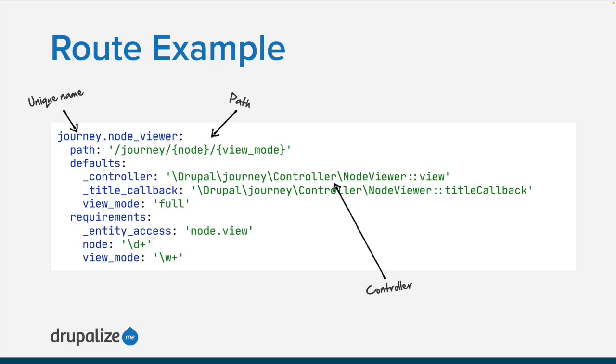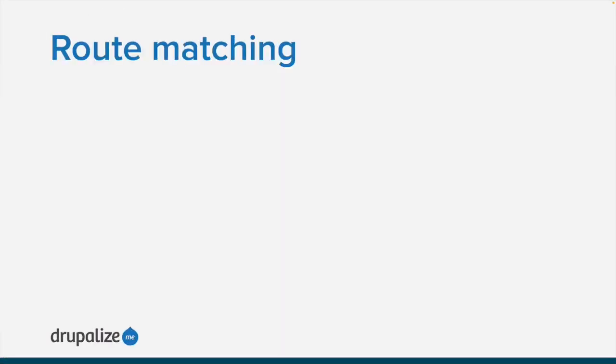When a request comes in, Drupal gets a list of all the available routes and then tries to find one that matches. This process is called route matching. Basically, figuring out, based on the path option, which route matches most closely to the current URL. The order of operations that Drupal uses for route matching goes like this.